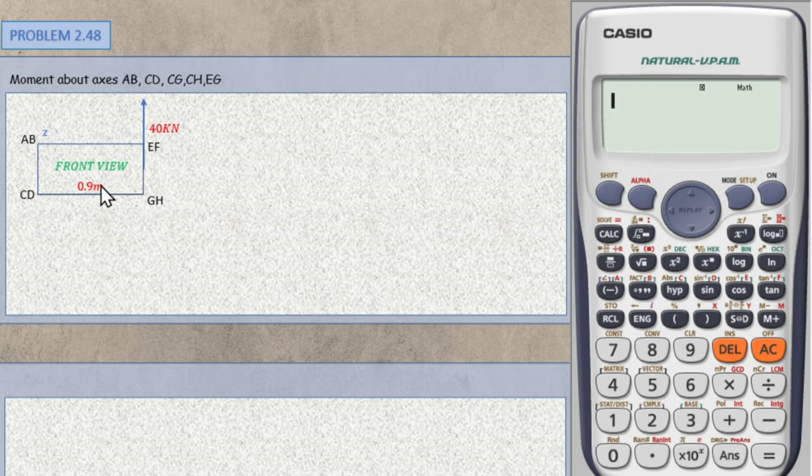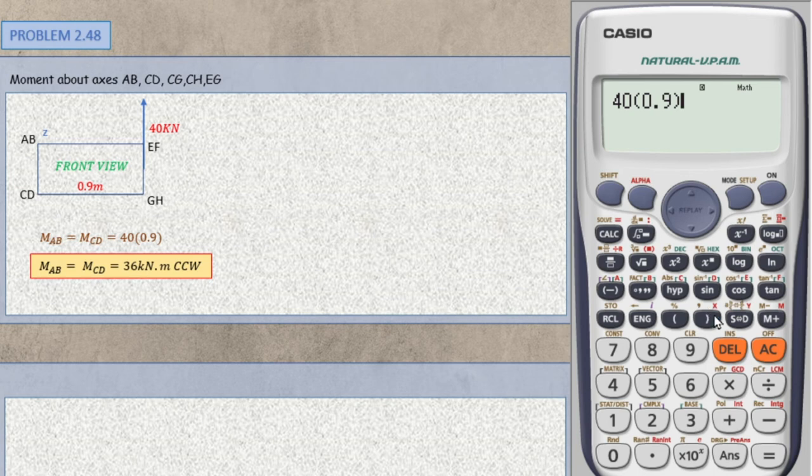To solve the moment about axis AB, I am going to take moment at AB. Here, I will assume counterclockwise positive since I can see that this one is rotating in a counterclockwise direction. So it will be positive 40 multiplied by its perpendicular distance of 0.9 meter. Since counterclockwise is positive based on the right-hand rule, this will be 36 kilonewton meter.